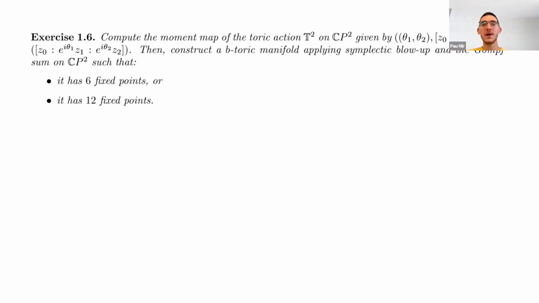To start, let's compute the moment map of the toric action on CP2 given by this rotation on the second and third homogeneous coordinates of CP2, so on z1 and z2. So to start, let's consider an easy case of rotation. Let's see which is the moment map of the most basic case. Before computing directly, let's get the intuition about which will be the moment map of a rotation in the complex plane, not the complex projective plane, but only the complex plane.